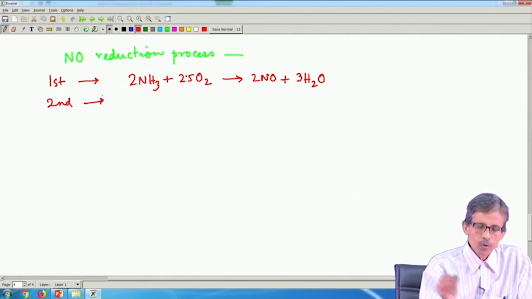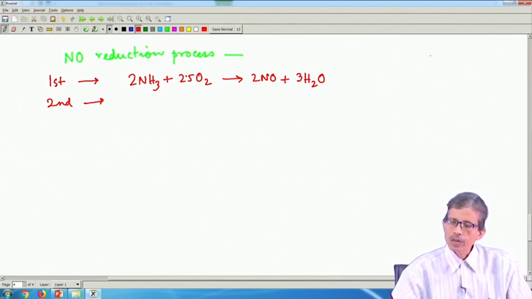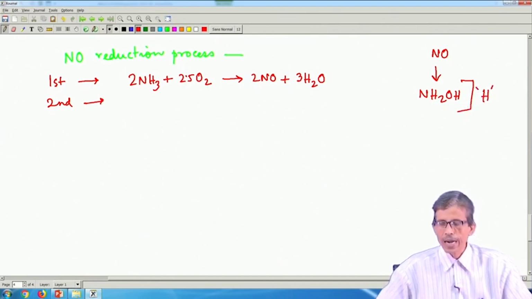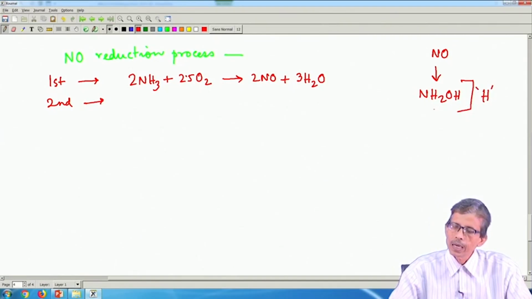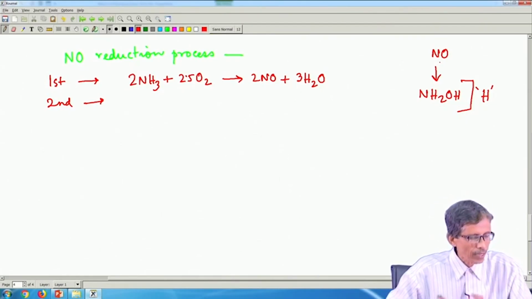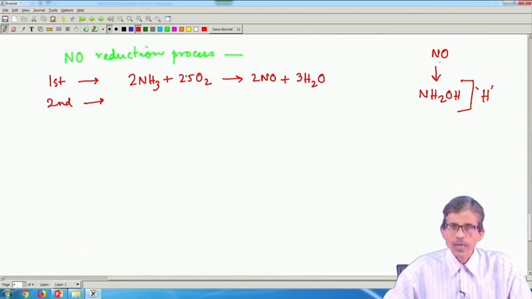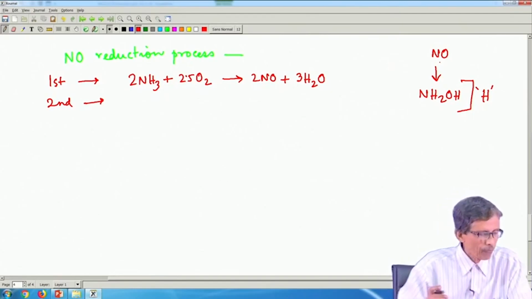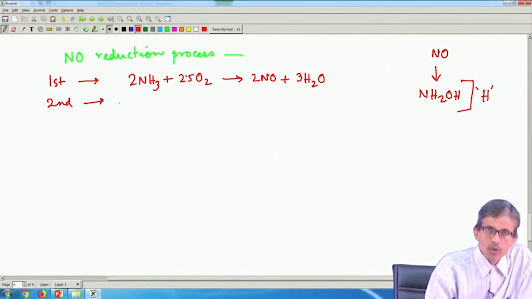The first step gives you NO, and in the second step, as we have seen, it is NO reduction, and we have already seen how we convert NO to NH2OH. I told you from the very beginning that you have to add several hydrogen atoms to it. So, if you add 3 hydrogen atoms to NO, we will get NH2OH. It is a very simple reaction. Forget about the configuration, how many bonds there are, and what different bonds you can have. This NO then reacts with your hydrogen.